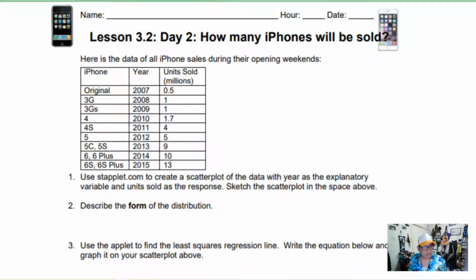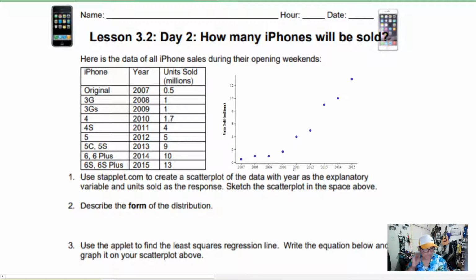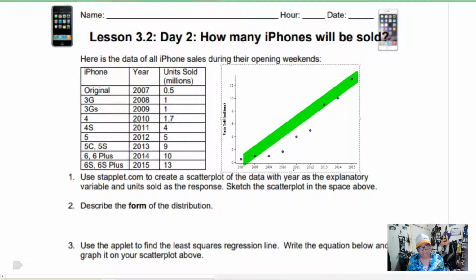So the first thing here is to create a scatter plot with the year as explanatory variable and the units sold as response. Here's that data, and you should notice something distinct about this. If I try to draw a straight line here, well, it does show the increase, but it doesn't do such a good job over here. It does a great job at the beginning, a great job at the end, but doesn't do so much of a good job here in the middle.